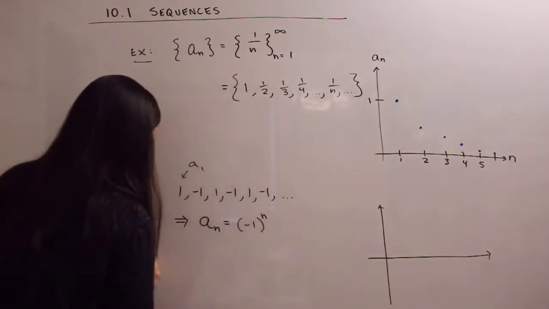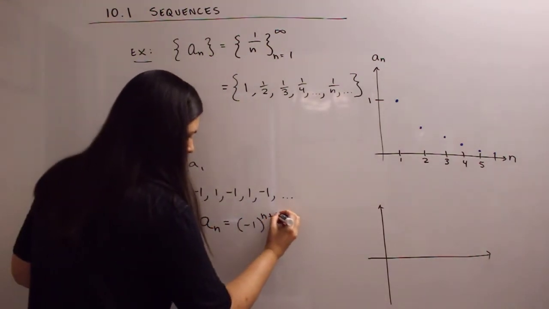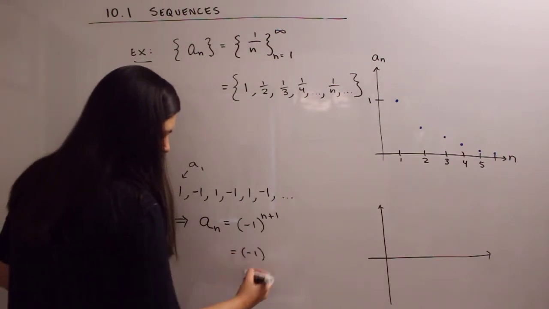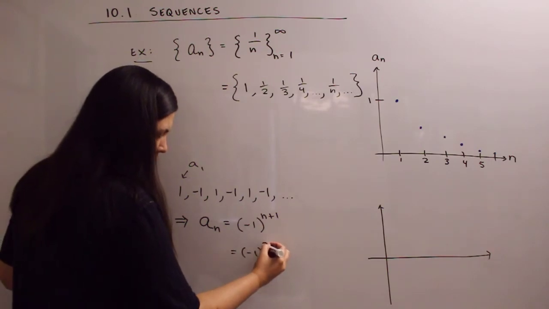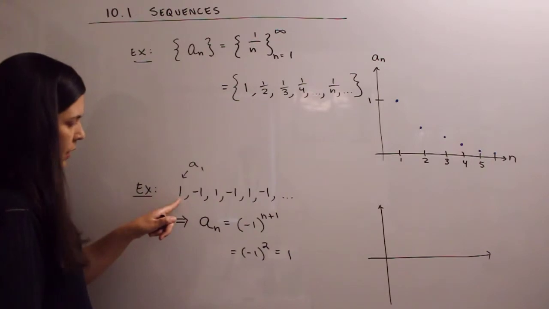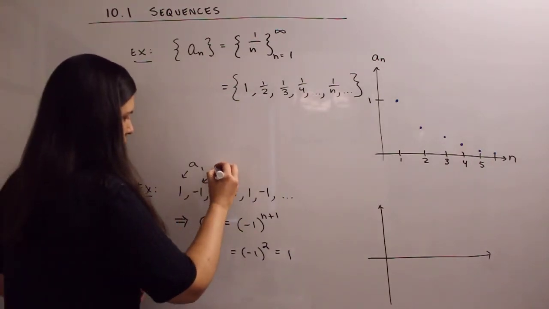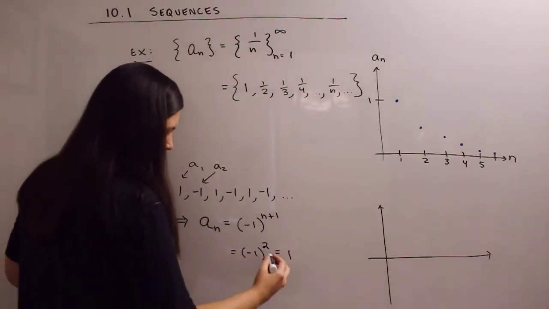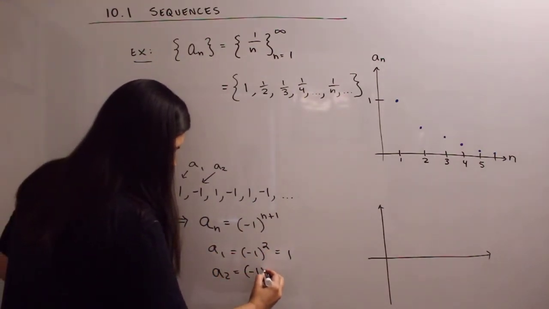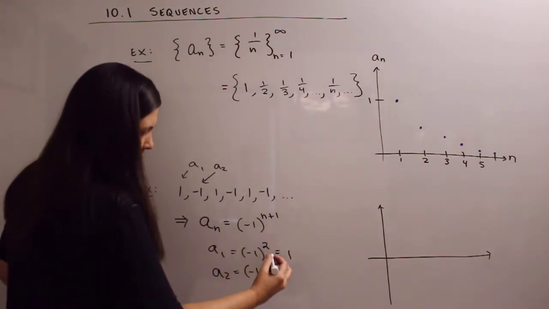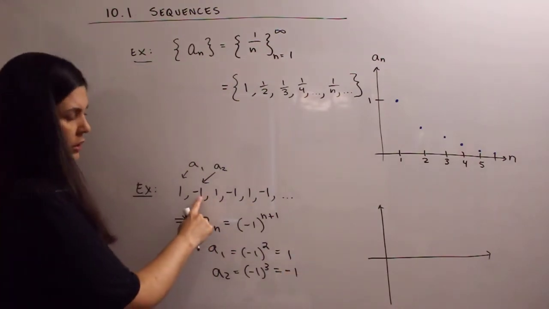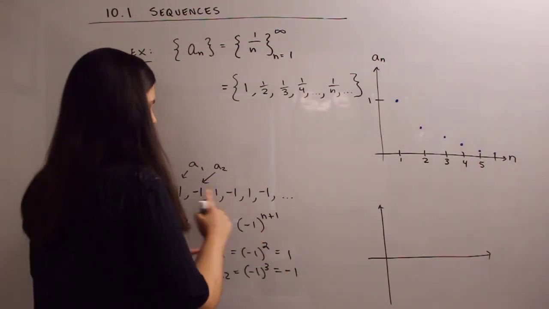So if I say that this rule has an n plus 1 for my exponent, look what happens. If I plug in a 1, -1 to the 1 plus 1 power is (-1) squared, which is positive 1. Let's check the next term, a sub 2. If I plug in a 2, -1 to the 2 plus 1 power is (-1) cubed, which is still -1, which is my next term. And so this is the rule for this sequence.